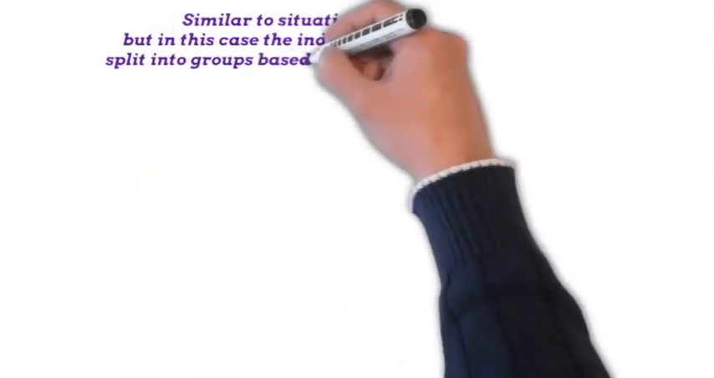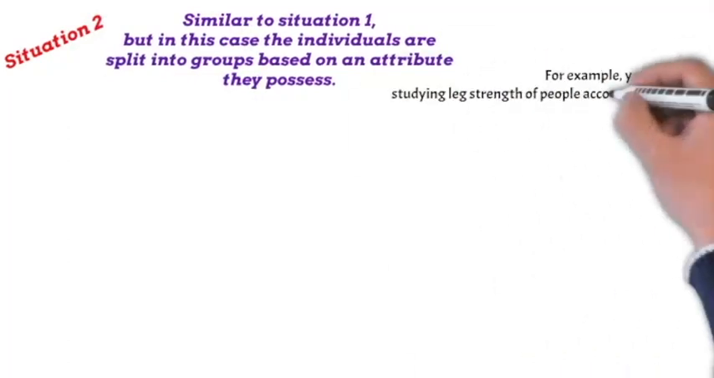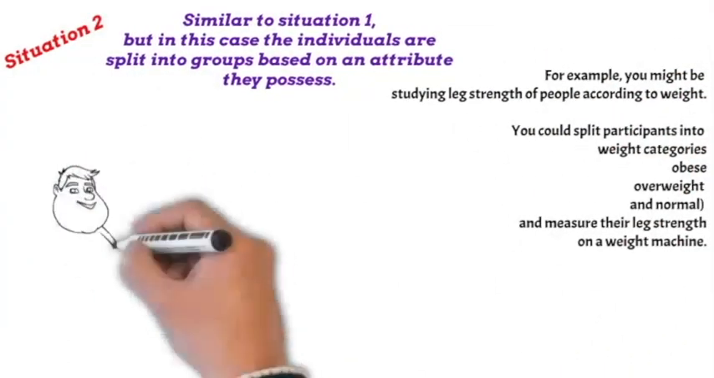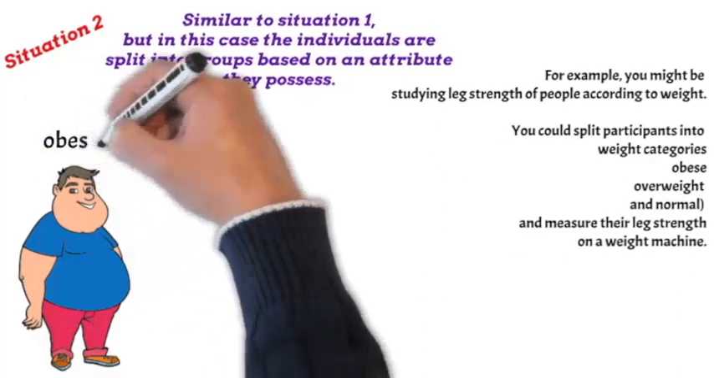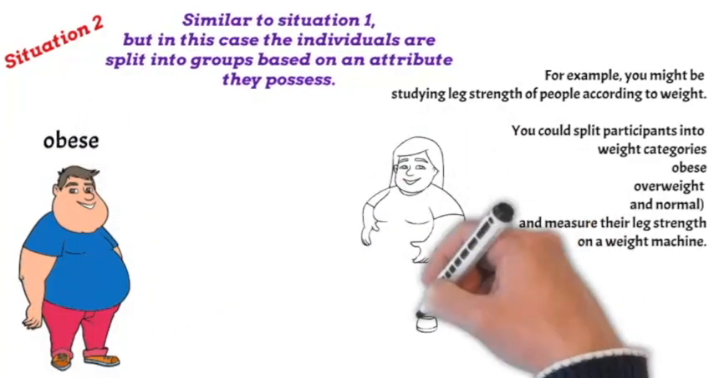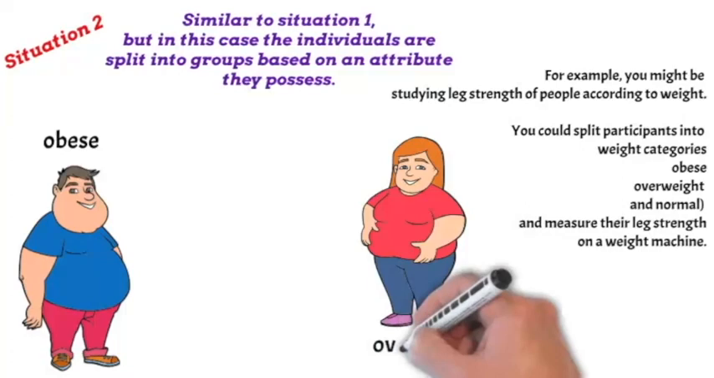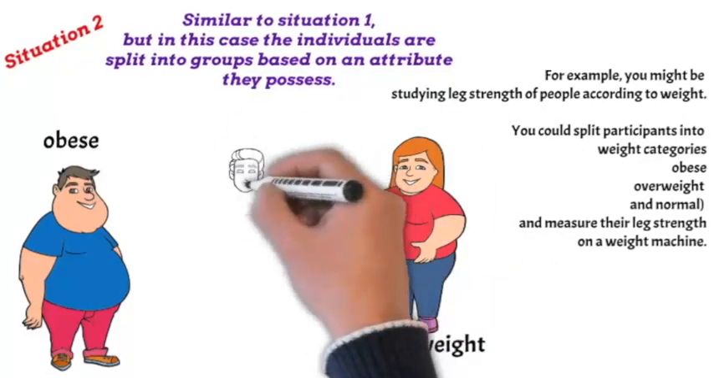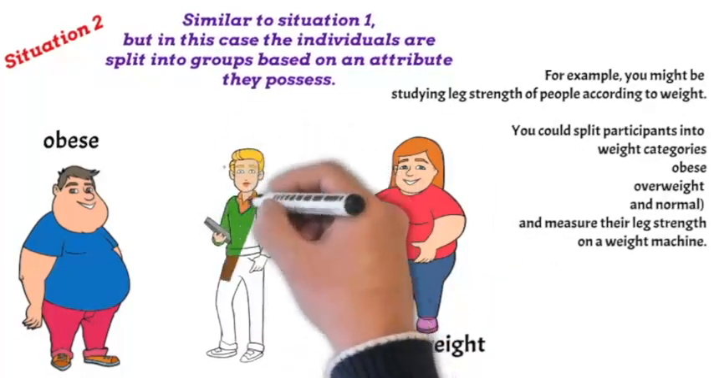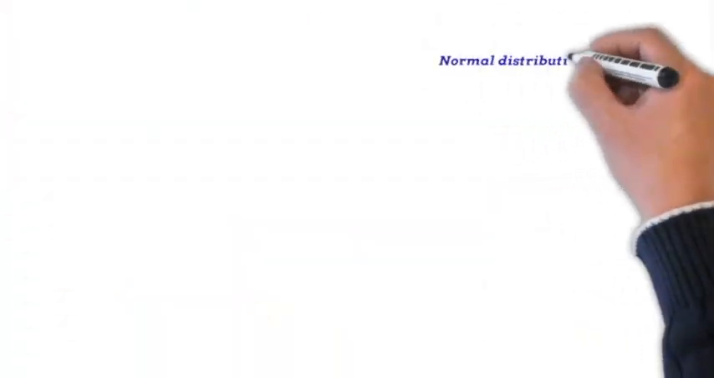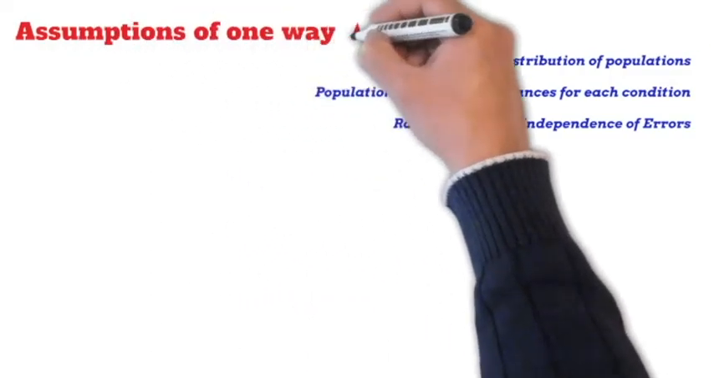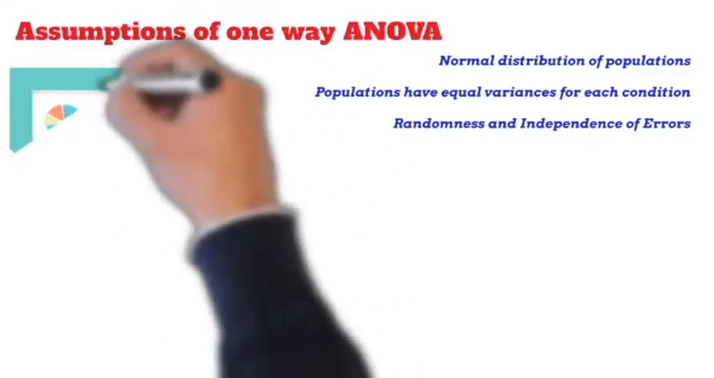Let's take another situation, similar to situation 1, but in this case, the individuals are split into groups based on an attribute they possess. For example, you might be studying leg strength of people according to their weight. You could split participants into weight categories like obese, overweight, and normal and measure their leg strength on a weight machine. Further, there are a few assumptions of one-way ANOVA.